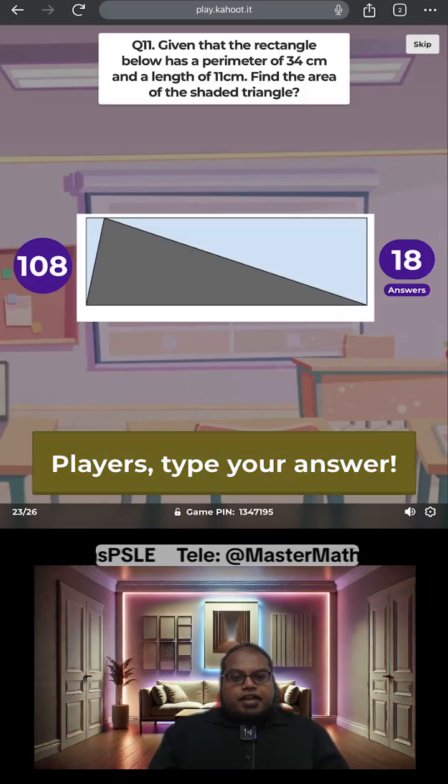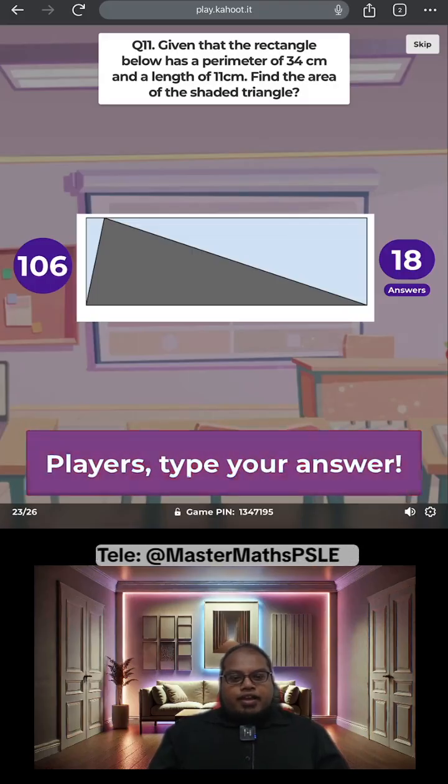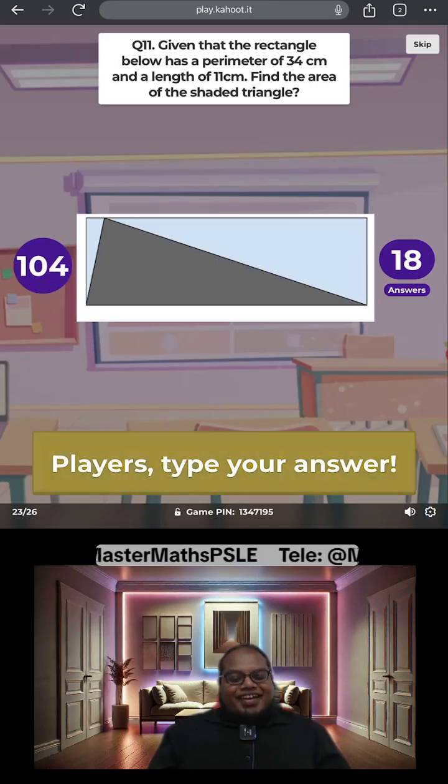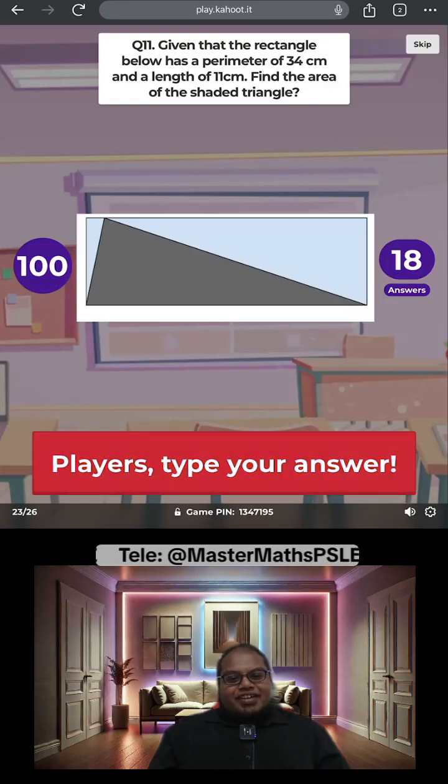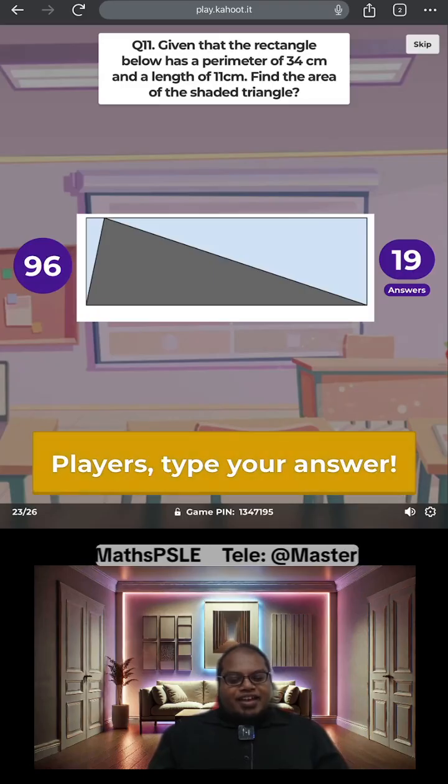Someone is saying 187 cm². Okay, no, I think that one is too big. Someone said 204 cm².